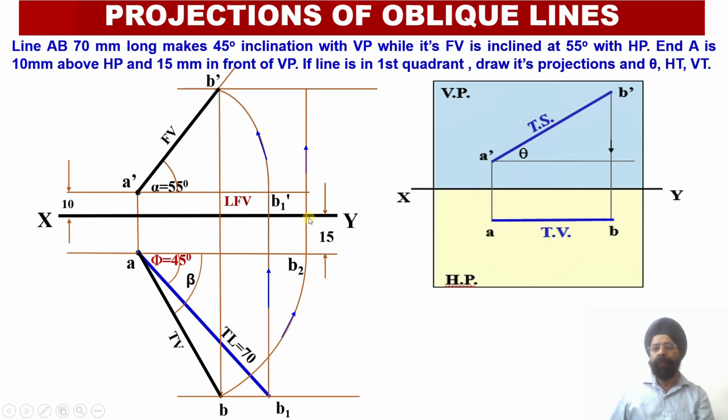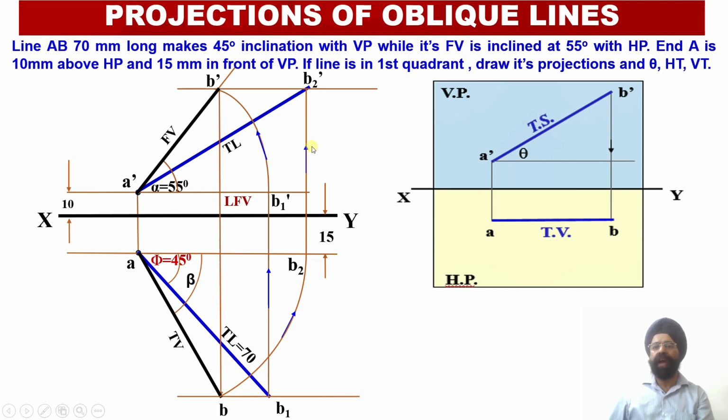From B2, my vertical projector line is going to move in this direction till it intersects with the horizontal projector line through B dash over here. So this point will be B2 dash, the second end of the true length in the elevation. Now I can join A dash with B2 dash over here. You see, I could have joined this A dash with B2 dash otherwise also, because I know that the true length happens to be 70 millimeter.